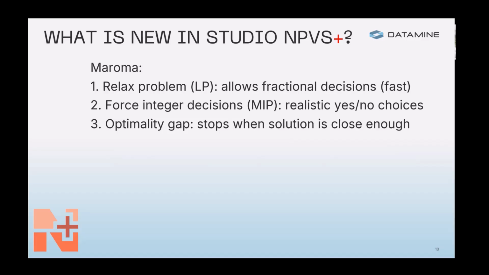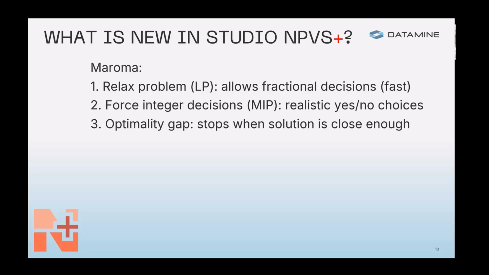So how does Maroma solve a problem? The Maroma solver follows three steps. The first step, it will try to relax the problem. So it will allow for a fast solution that might not be practical. It is fast, it allows for fractional decisions, and this solution might not be practical.